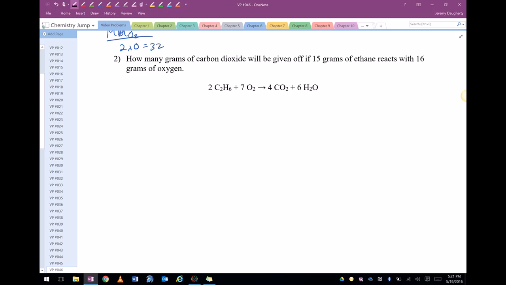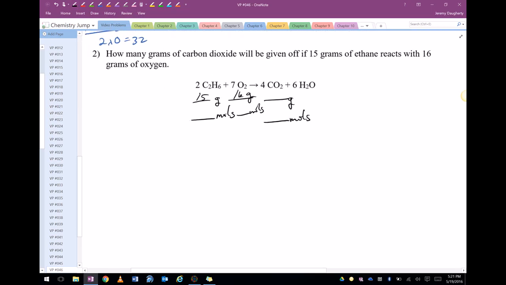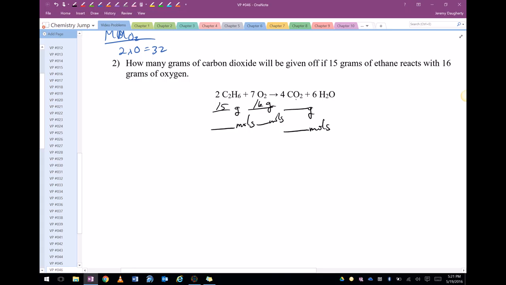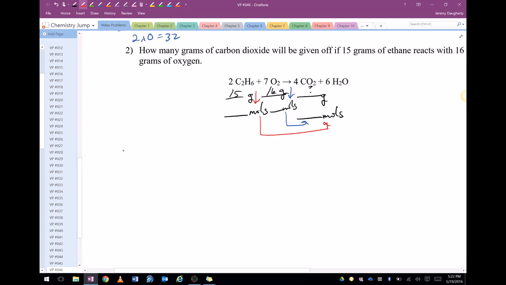How many grams of carbon dioxide? So I'm looking for grams of CO2. It will be given off if 15 grams of ethane reacts with 16 grams of oxygen. So I've got 16 grams of oxygen. My numbers are getting a little small, I should have made these equations a little bigger and spread them out a little bit. Same idea, okay? I'm just going to go from grams to moles, moles to moles, and then grams to moles, moles to moles. So let's start out with that ethane. I've got 15 grams of C2H6.